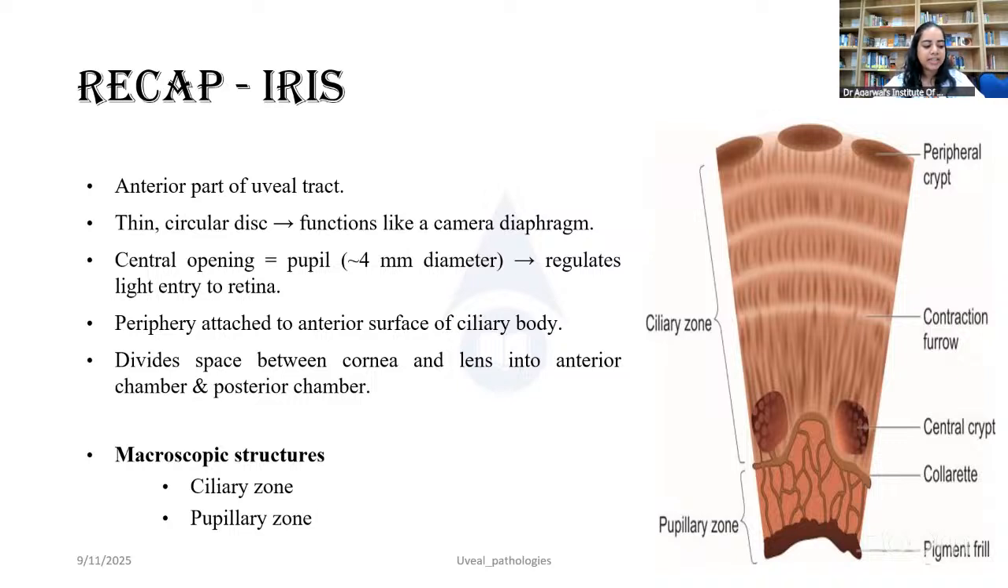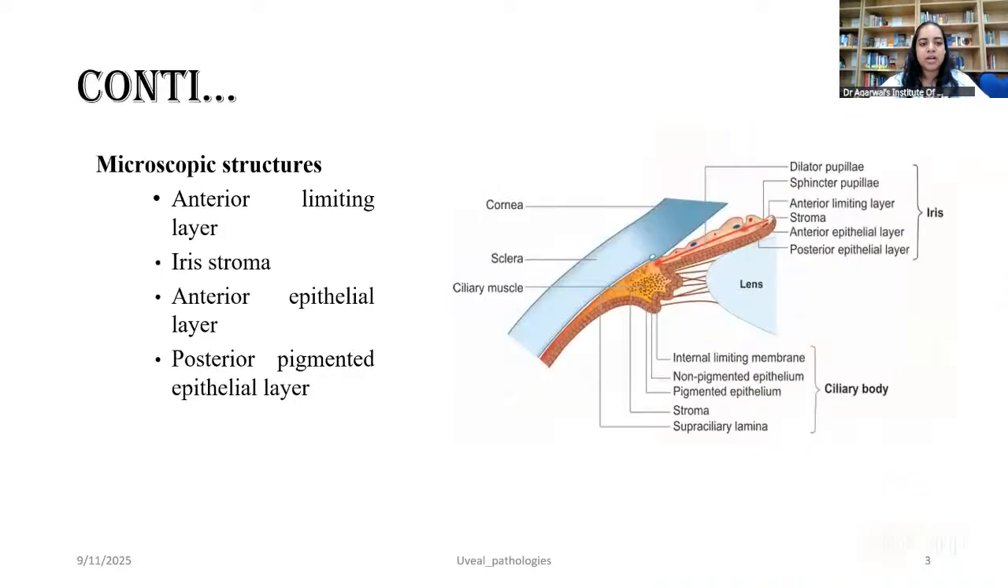At the periphery, the iris is attached to the middle of the anterior surface of the ciliary body and separates the space between the cornea and the lens into the anterior and the posterior chambers. The macroscopic structures of the iris are the ciliary zone and the pupillary zone. The microscopic structures are the internal limiting membrane, iris stroma, anterior epithelial layer, and the posterior pigmented epithelial layer.